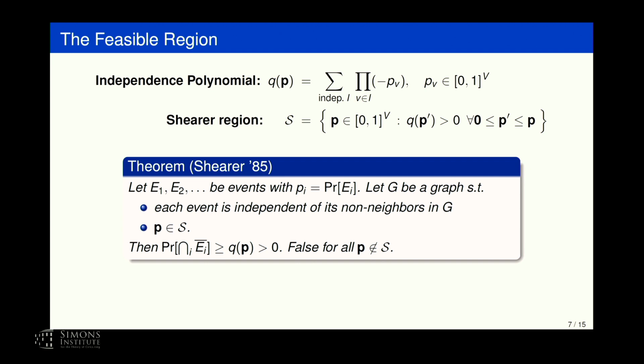Shearer, who defined this, stated the following strong form of the Lovász local lemma. If you have these events where p_i is the probability of event e_i, and then you have this dependency structure defined by this dependency graph, then as long as this vector p of probabilities lies in this Shearer region, then the conclusion of the local lemma holds. You can avoid all the events with positive probability. And it's a precise characterization in that the statement is false for all points outside of the Shearer region.